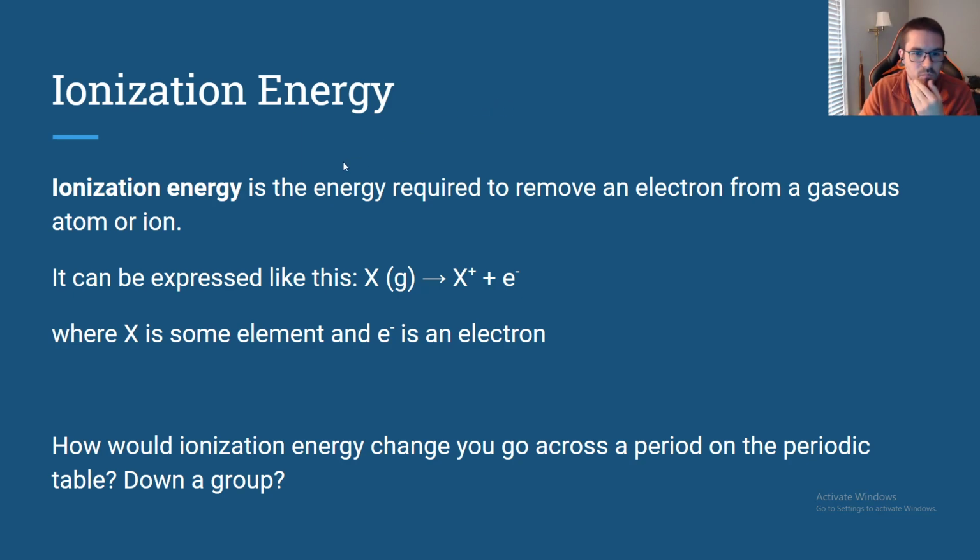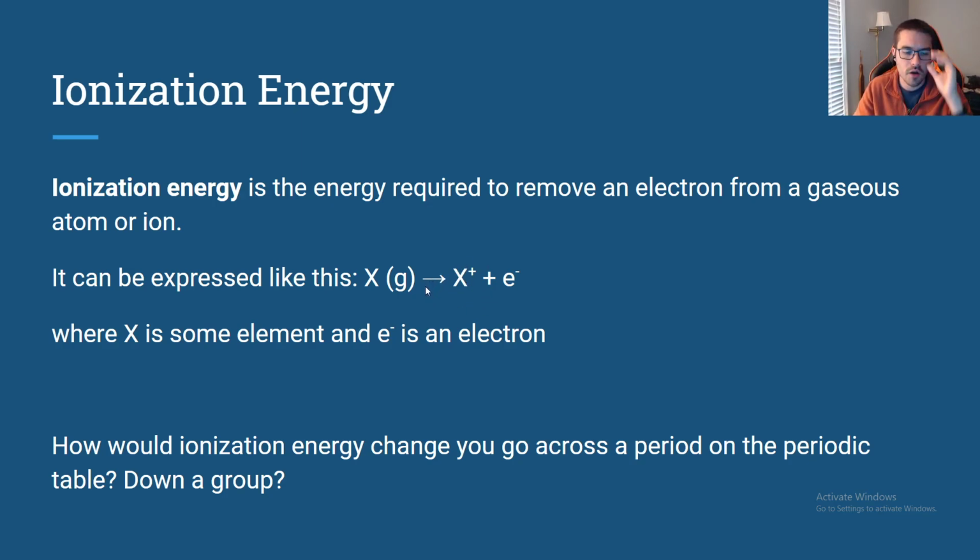Okay, so this slide is actually the same thing that we looked at in the previous video. We did talk about ionization energy. Ionization energy is the energy required to remove an electron from an atom. Okay, it can be expressed like this little equation here. So you have some atom or some element X, and you're taking an electron away. So you end up with a positively charged ion of that element.